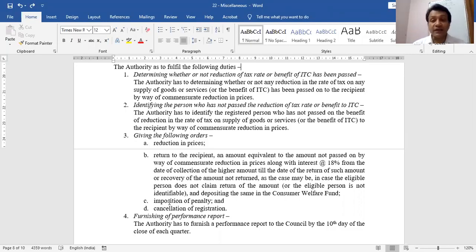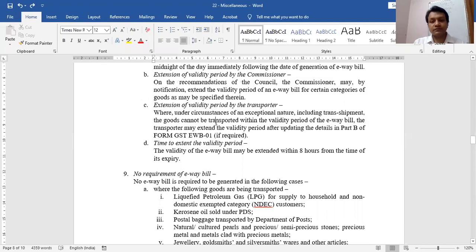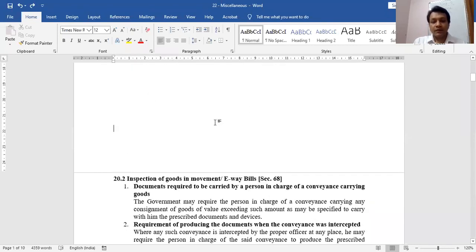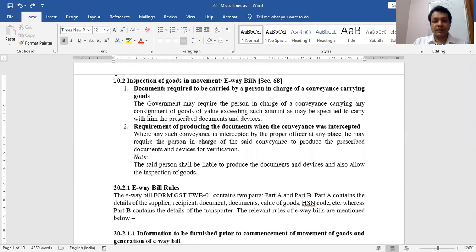Now the third topic is e-way bills. So let me share with you the concept of e-way bills. Section 68 deals with e-way bill. So first let me show you the original CGST Act.